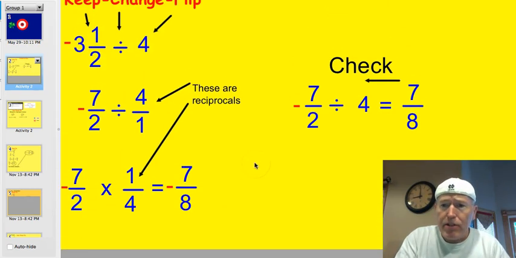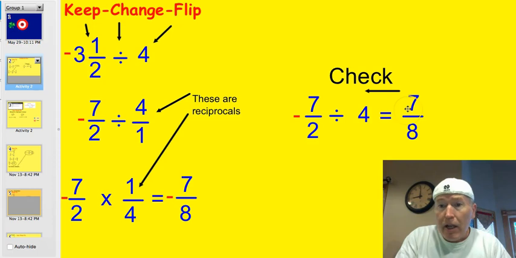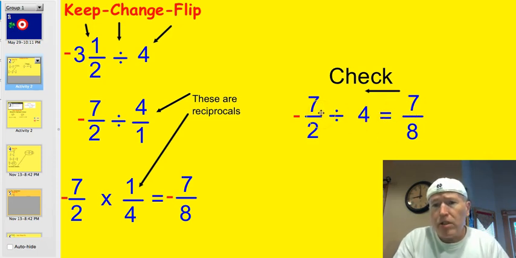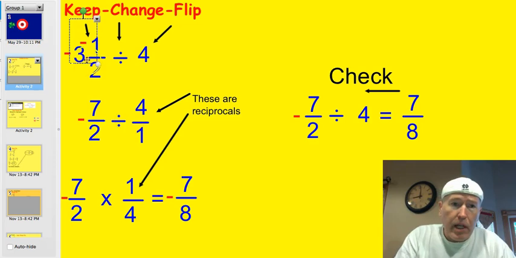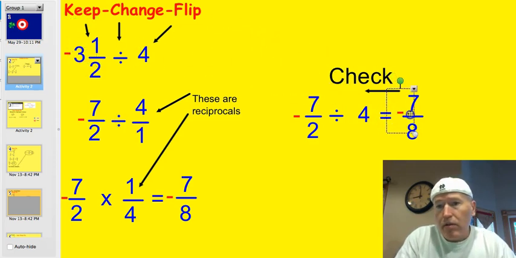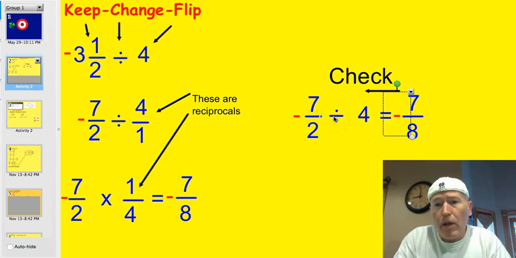To check my answer, again, I'm working backwards. This times this should equal that. So this would be 28/8, which in simplest form is 7/2. Actually, I'm sorry, I have to put a negative symbol in there. Put that up here and stick it in over here, negative 7/8. Because a negative times a positive will equal a negative. And this is our answer over here, negative 7/8.